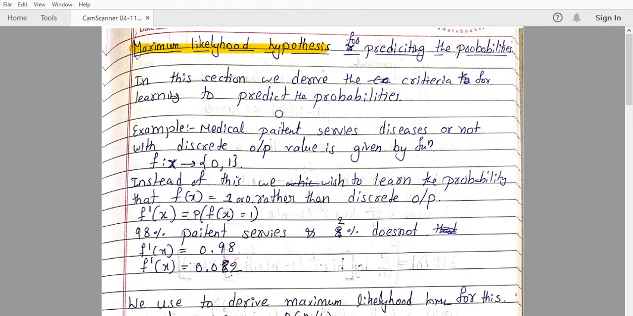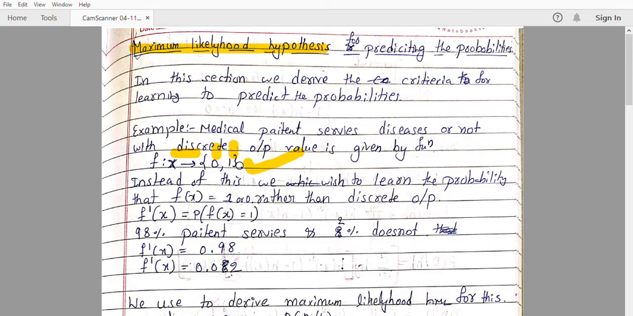Take a medical patient: whether he survives with a particular disease or does not survive, how are we going to represent that using a discrete output? This is the function we can represent using a discrete output, given the features of the patient. His output will be either 0 or 1, whether he does not survive or whether he survives.